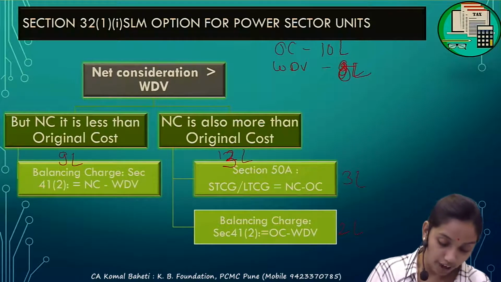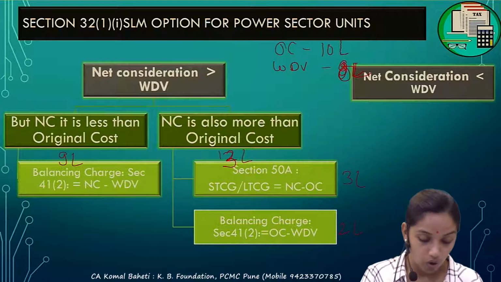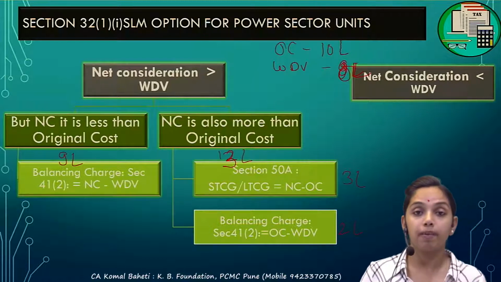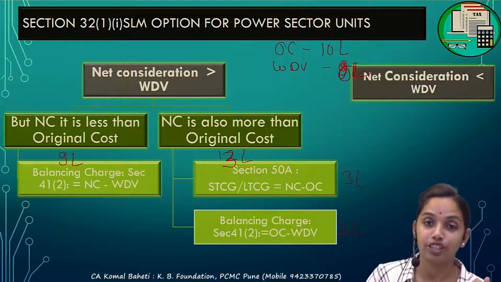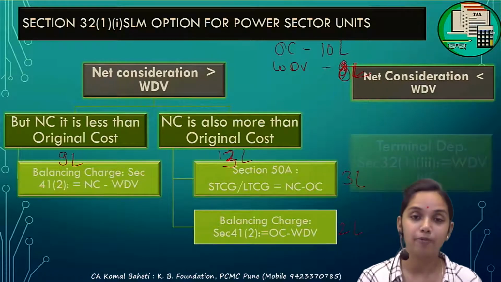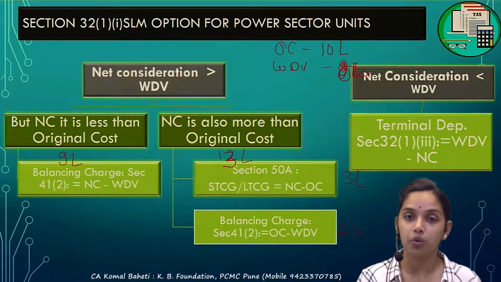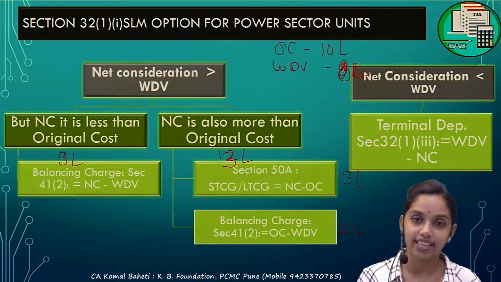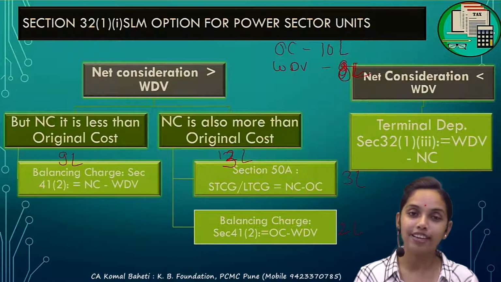Next, what if the sales consideration is less than the WDV? That could also be possible. What does it mean? If your WDV is 8 lakh and I receive only 7 lakh, there would be a loss of 1 lakh. And who would allow a loss? The loss would be allowed under PGBP only. There is no question of capital gain. Section 32(1)(iii) says that it is to be termed as a terminal depreciation allowed under PGBP. Are you clear with it?